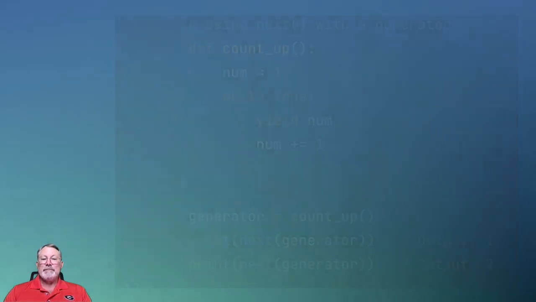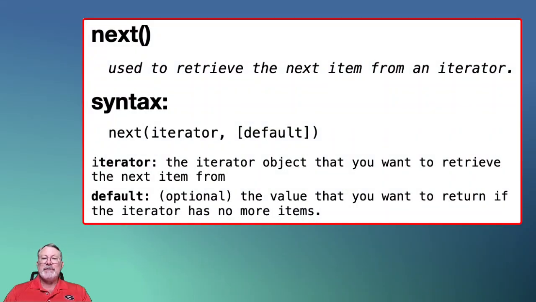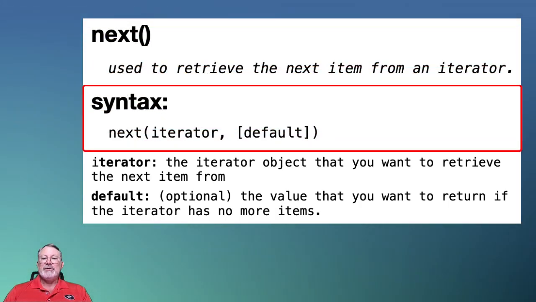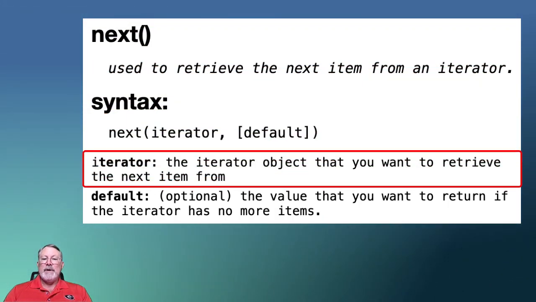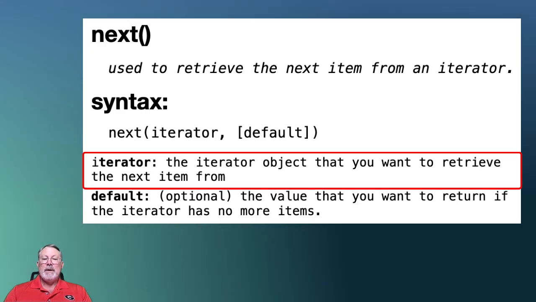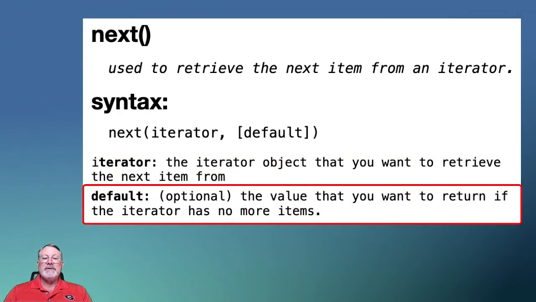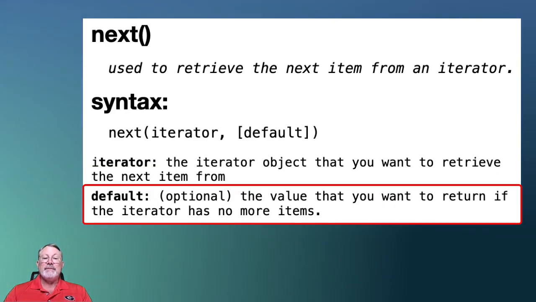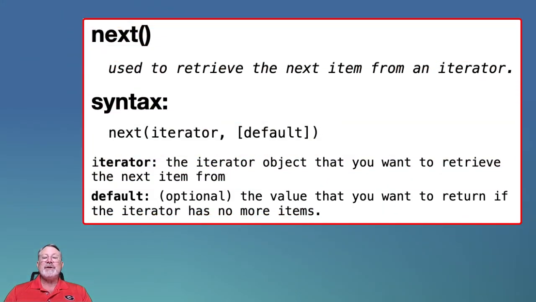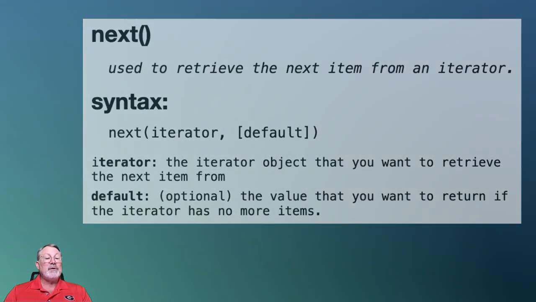Let's get started. What is the next function? It's a Python function that retrieves the next item from an iterator. Here's the syntax. Iterator is the iterator from which to retrieve the next item. The optional default is a value to return if the iterator is exhausted. The function returns the next item in the iterator or the default value if provided.